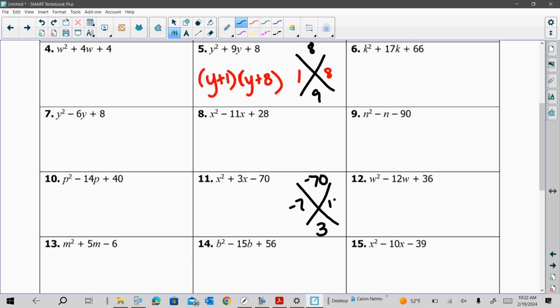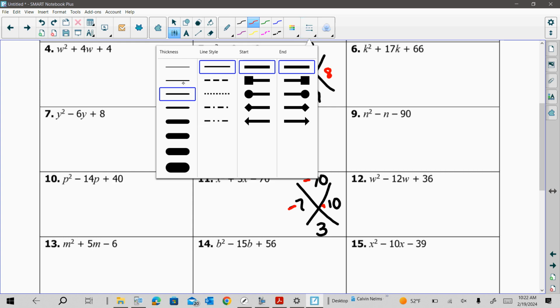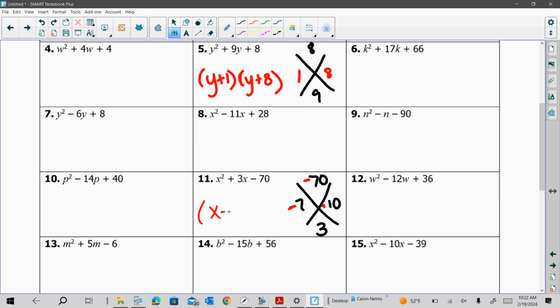-7 and +10, yes. Whenever the product is negative, one has to be negative, one has to be positive. So this would be x minus 7, x plus 10.